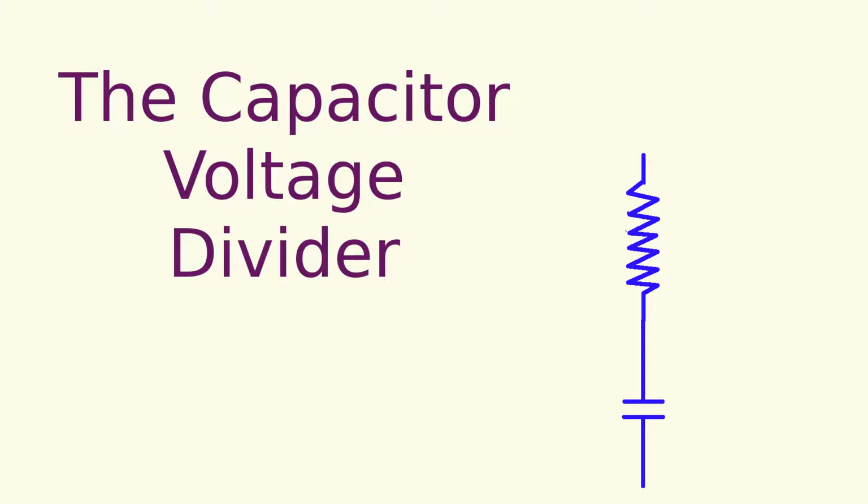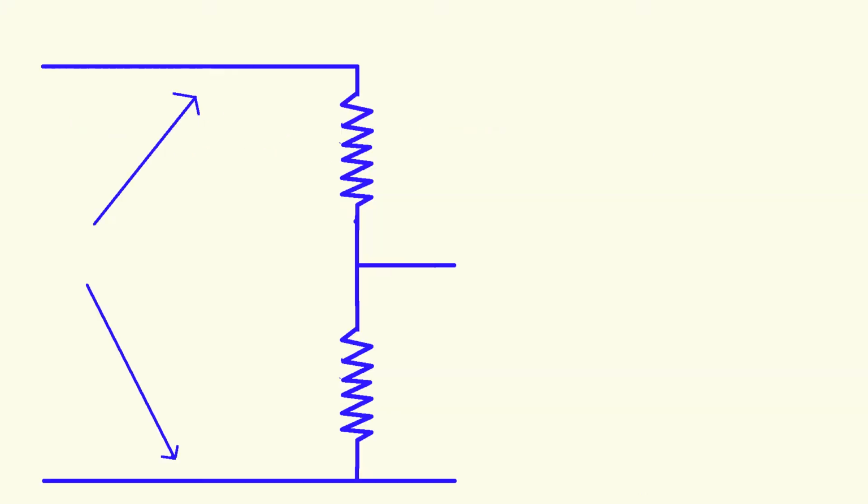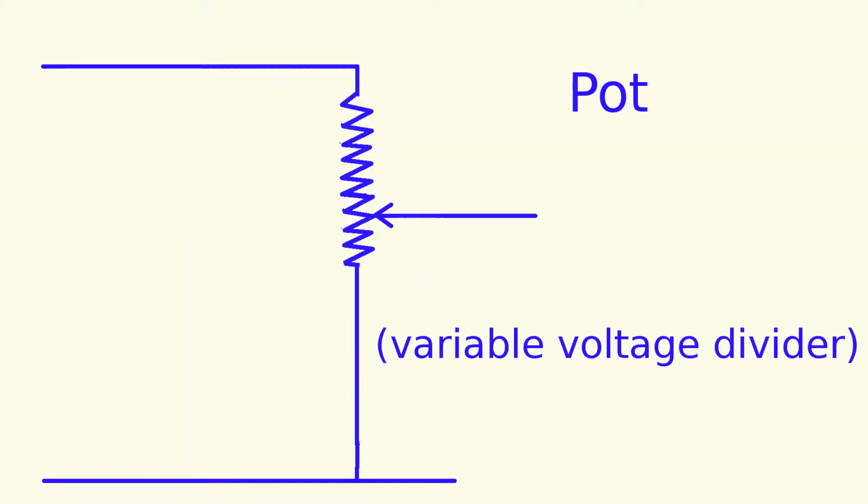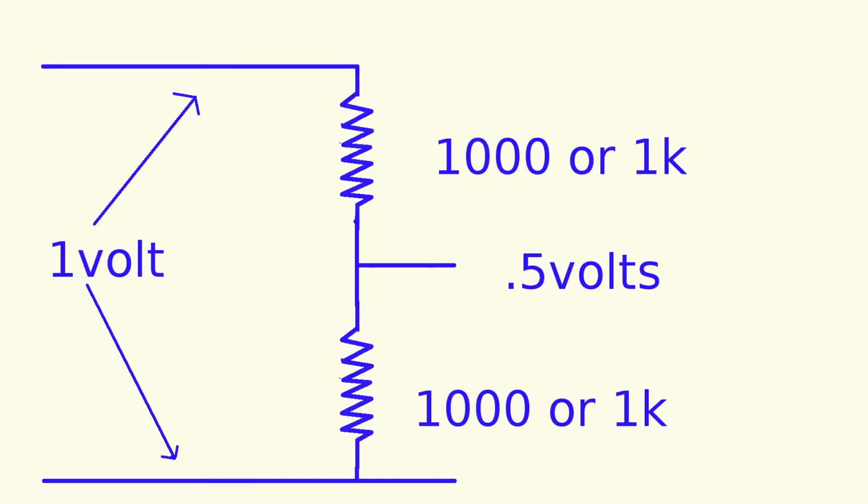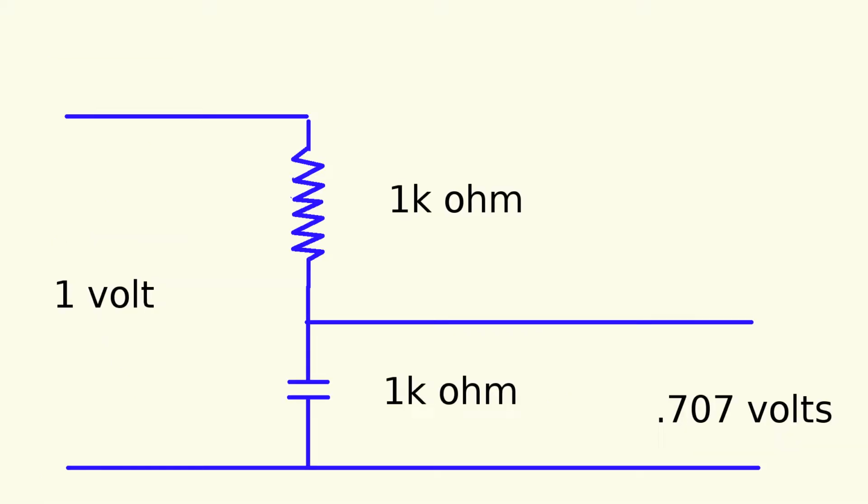The capacitor voltage divider. The two-resistor voltage divider is the most important circuit using resistors. It is easy to understand that the voltage is divided by 2 if the two resistors are equal. The resistor-capacitor voltage divider is the most important circuit using a resistor and capacitor. When the resistance equals the capacitive reactance, the voltage is divided by the square root of 2, lowering about 30%.